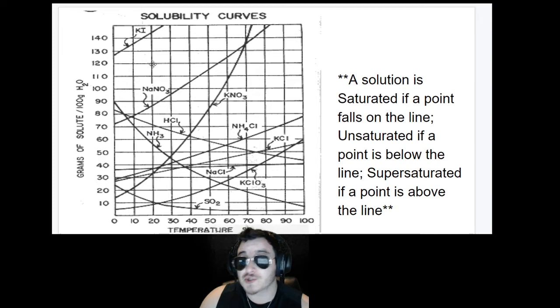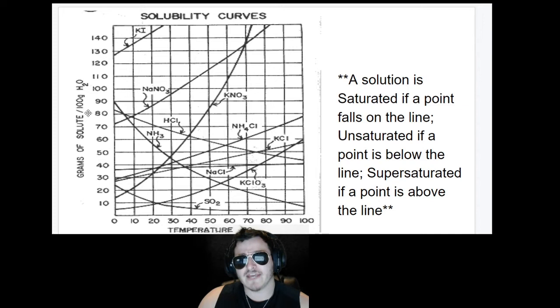But if I put in 120 grams, look at how I'm obviously above the line. That is a supersaturated solution. And so really, utilizing these terms is just interpreting a graph. There's not too much to it. But there's several different types of ways they could ask you this kind of question.